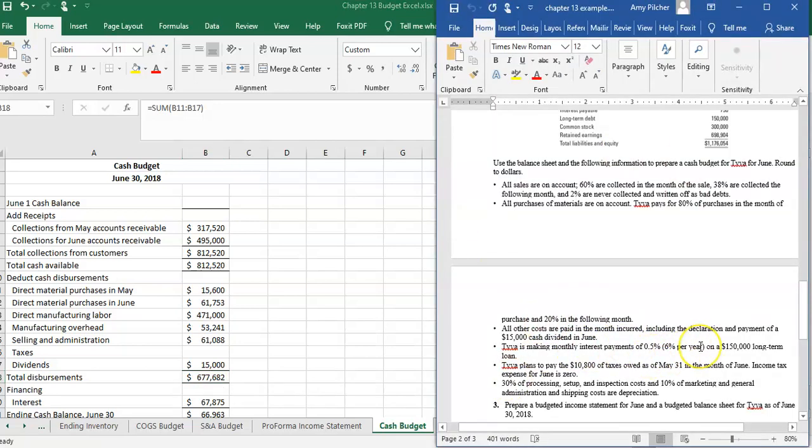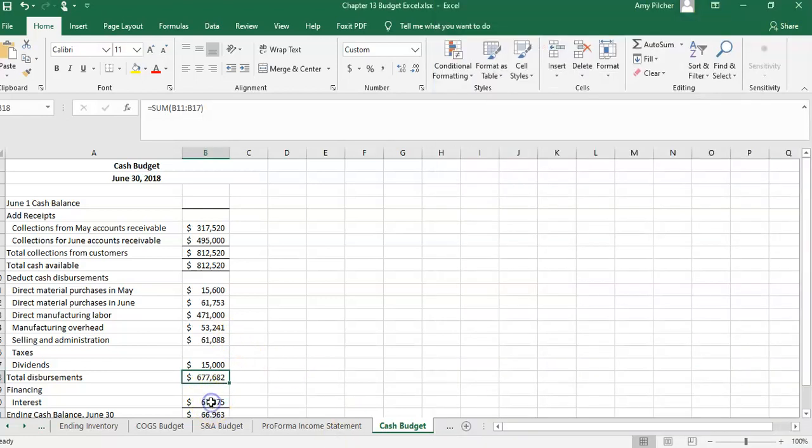We make monthly interest payments of 0.5% on a $150,000 long-term loan. So 150,000 times 0.5% is $750.